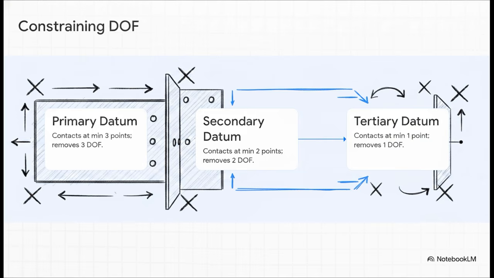Then we hit step 2, the secondary datum. This one contacts at a minimum of 2 points, perfectly perpendicular to the primary, locking down 2 more degrees of freedom. And finally, step 3, the tertiary datum. This feature just needs to touch at a minimum of 1 single point, perfectly perpendicular to both the primary and secondary datums. That strips away the very last single floating degree of freedom. Once A, B, and C are established in that exact order of precedence, the part is completely and fully constrained.